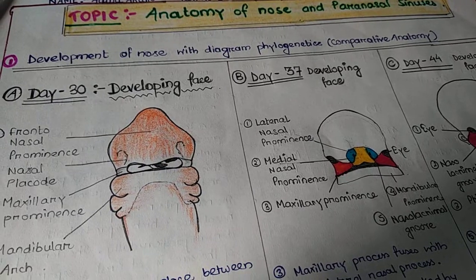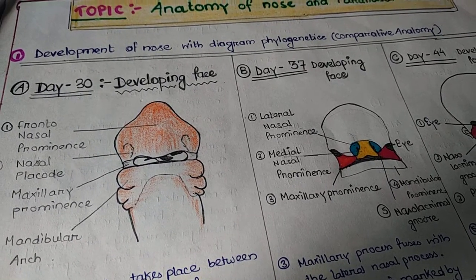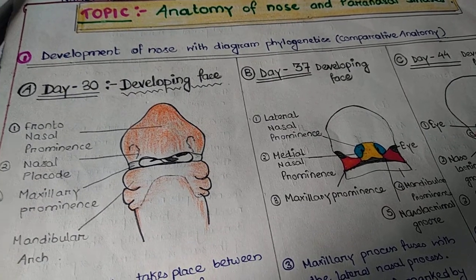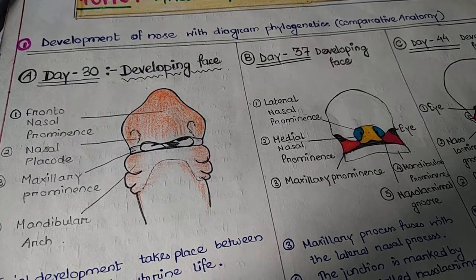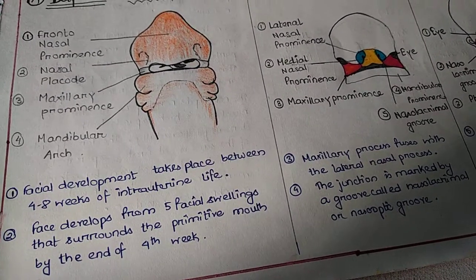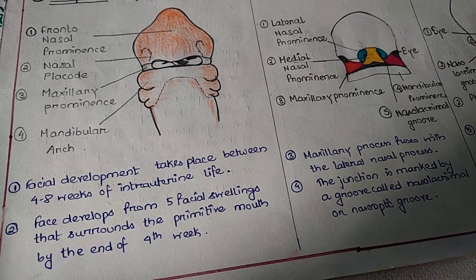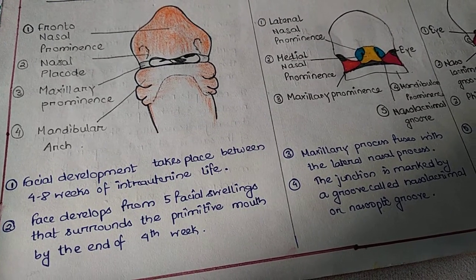In this video, I will discuss the development of the face and the anatomy of the nose. First of all, facial development takes place between 4 to 8 weeks of intrauterine life, and the face develops from 5 facial swellings that surround the primitive mouth by the end of the 4th week.